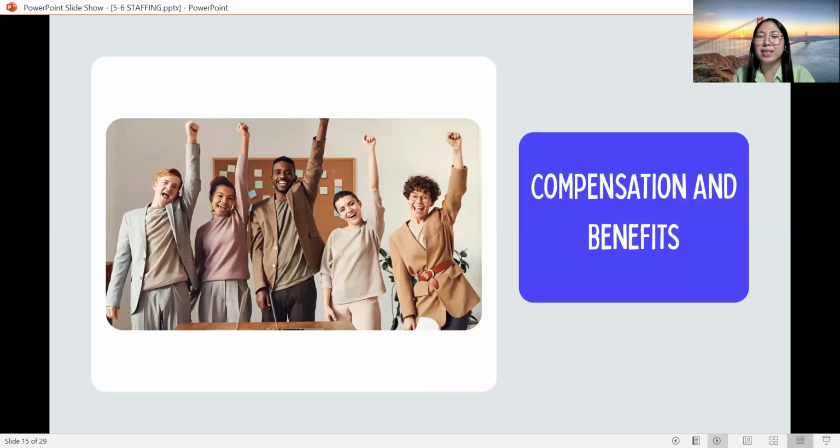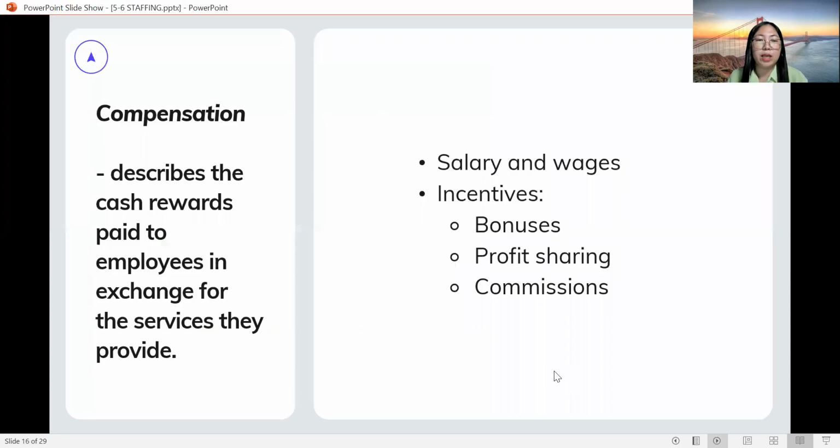So lahat naman ng employees natutuwa pag naririnig itong ating topic na ito. 'Di ba? Lalo tayong inspired magtrabaho when it comes to the compensation and benefits. But somehow there are people or employees na hindi sila okay doon sa kanilang compensation and benefits. So pag sinabi nating compensation and benefits, ano ba to? So compensation describes the cash rewards paid to employees in exchange for the services they provide.